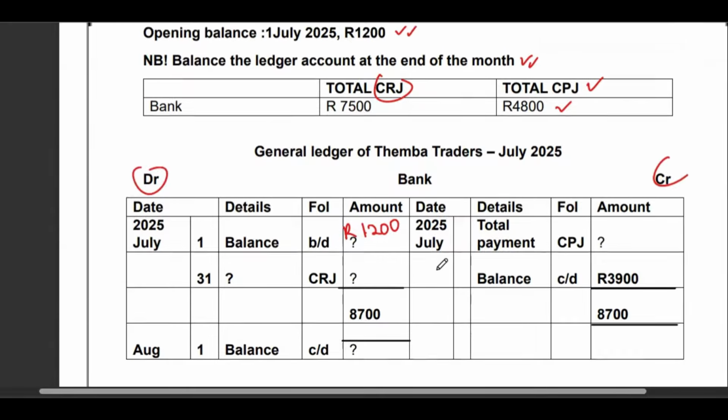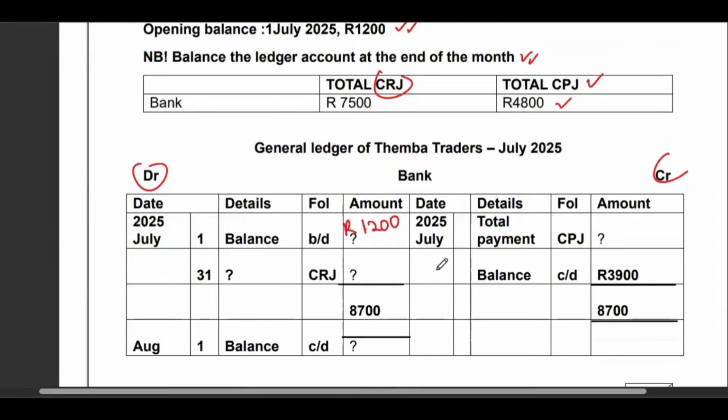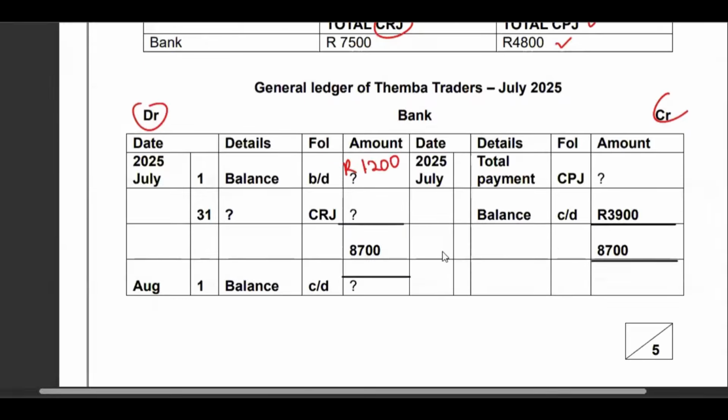And then as of the 31st of July, what was happening here? We're going to have what we call the total receipts, and how much are we talking about? It's 7.5. That's the total of the receipts. And then when you add these two, we get 8.7. Alternatively, you can just subtract 8.7 minus 1.2, you get the 7.5.